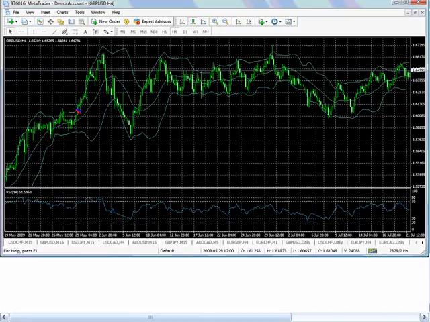when we saw the pair touching the upper band and the relative strength index is under 70, there are chances of a continuation in the trend. Possibly, if the relative strength index is between 70 and 80, we have then chances of a correction, right?